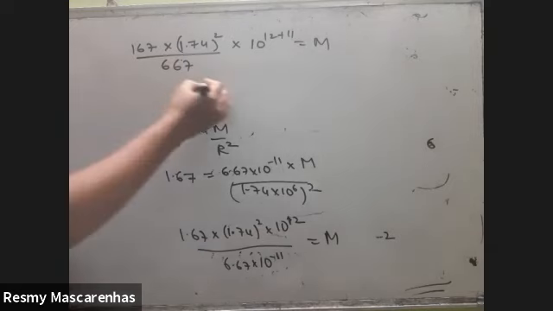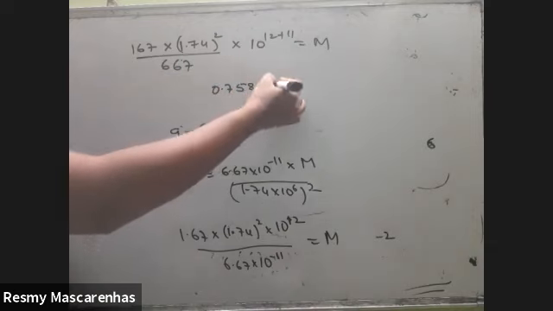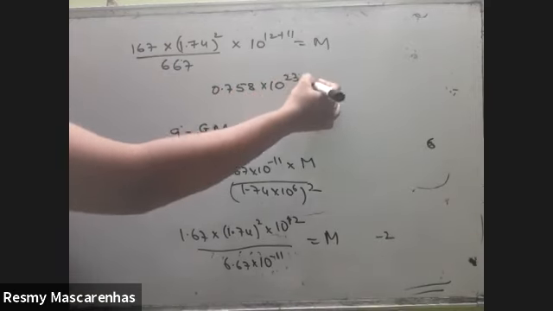So the answer we will get is 0.758 into 10 raised to 23 kg.